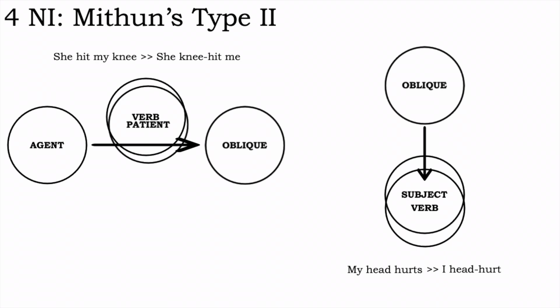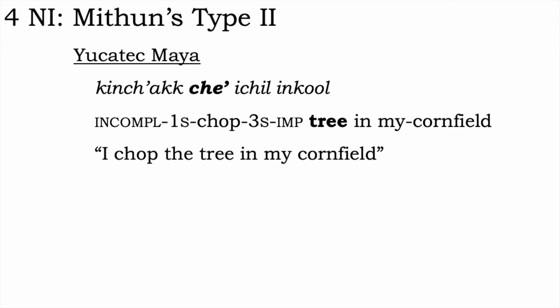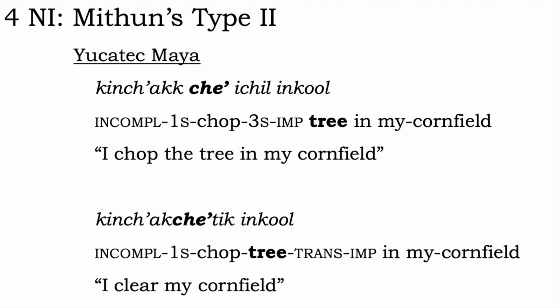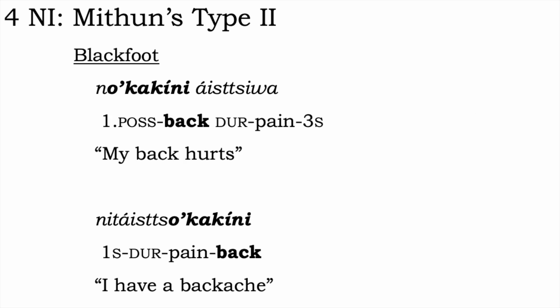All languages which use noun incorporation for this purpose also use it in type 1 situations described before, to narrow the scope of the verb. A real-life example of this sort of thing is the following, again from Yucatec Maya. Note how the object changes from the tree in the first sentence to the cornfield in the second. Here's another real-life example, this time from Blackfoot.